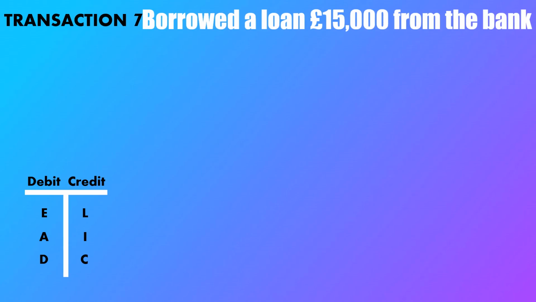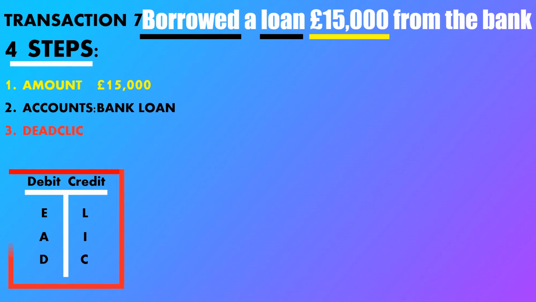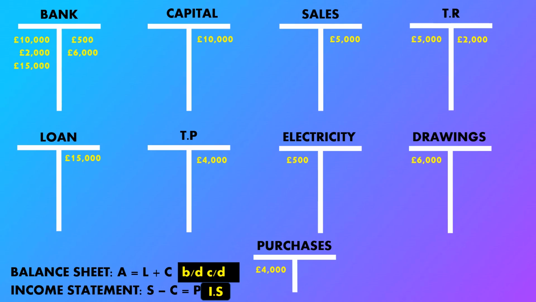Finally, transaction 7. Transaction 7 says they borrowed £15,000 of loan from a bank using the 4 steps. For step 1, it is £15,000. Step 2 will be bank and loan as they have borrowed money which will be going into a business bank account. For step 3, we will debit bank account as they are receiving funds, and we will credit loan account as it is a liability which must be owed. Now we can prepare T accounts. We will use the £15,000 to debit in the bank account and credit in the loan account. Once we have done all that, it should look like this.